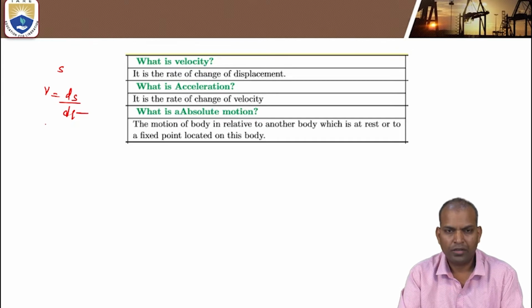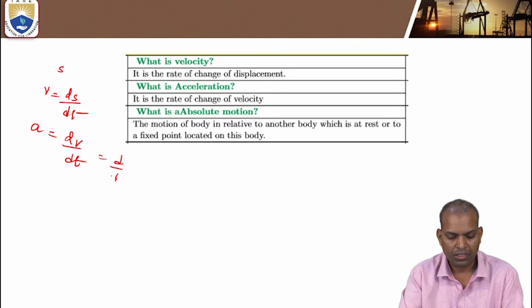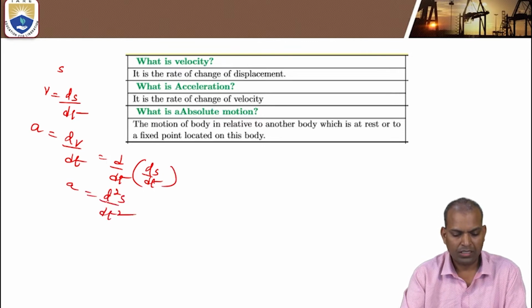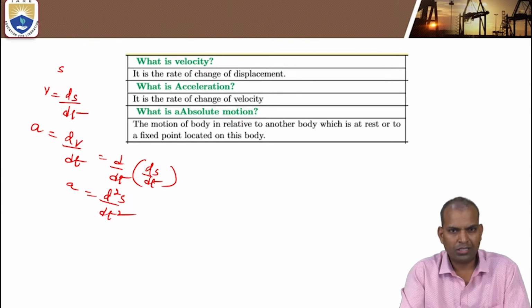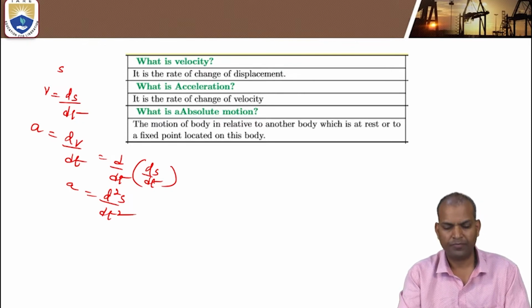And the rate of change of velocity is known as acceleration, that is dv by dt. Substituting ds by dt in the place of v, it becomes d square s by dt square. That is acceleration. The acceleration is the rate of change of velocity, and the velocity is the rate of change of displacement.